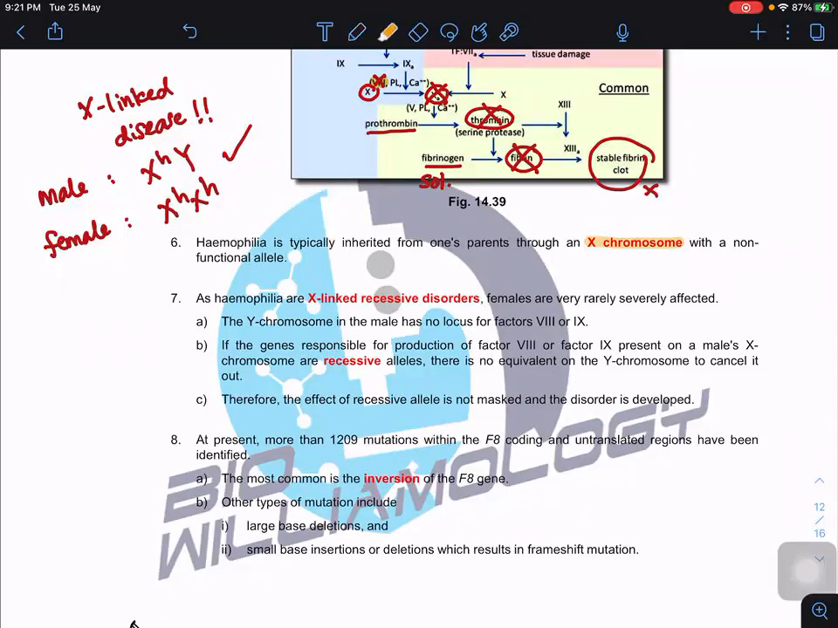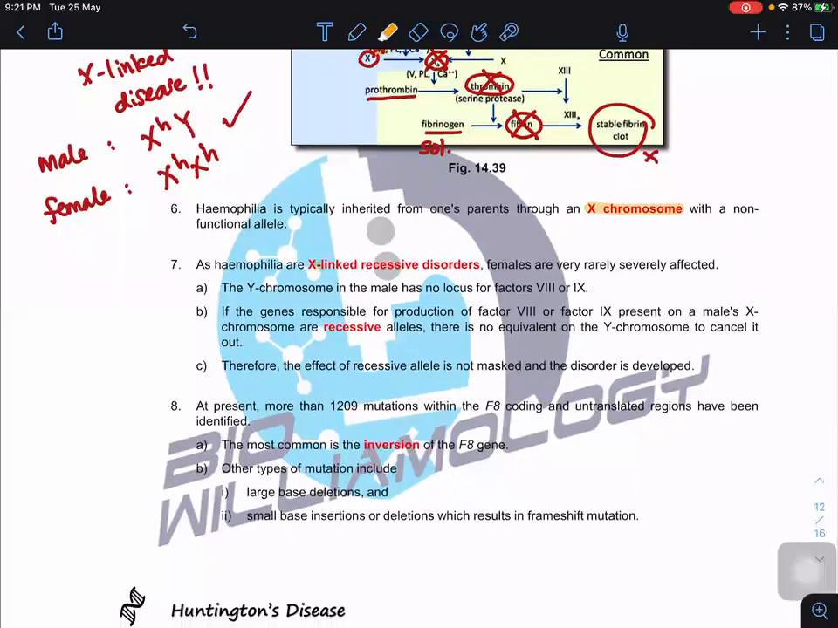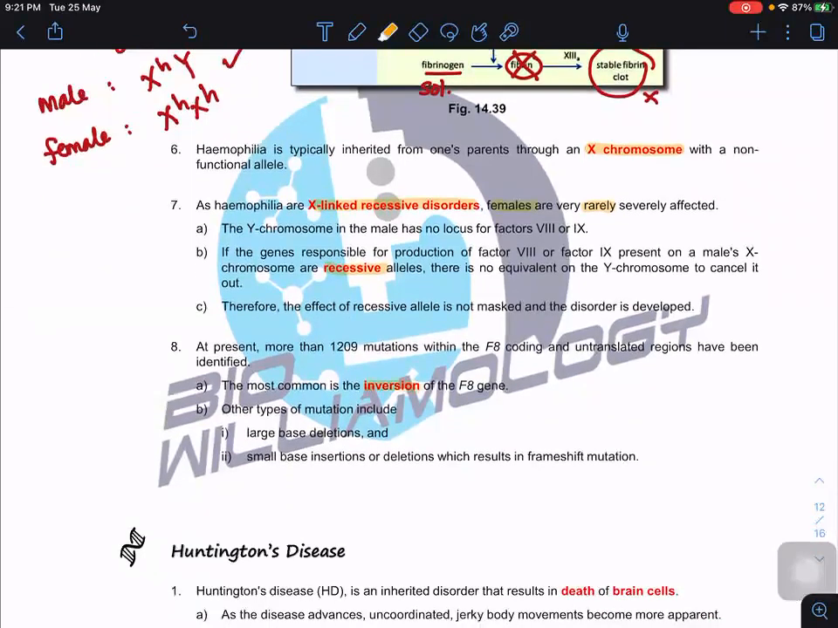So for hemophilia, an X-linked recessive disorder, females are very rare. But for the male, one copy is enough. If the gene responsible for production of factor 8 or factor 10 on the male X chromosome is a recessive allele, then we don't have an equivalent on the Y chromosome to cancel it out. So how about the mutations? We have inversions, or large base deletions. Those are the possible mutations.